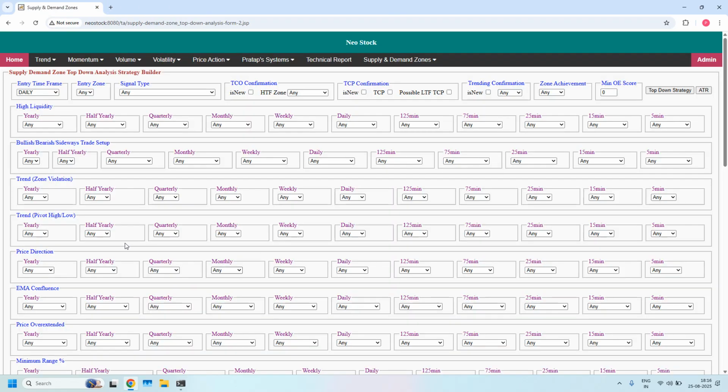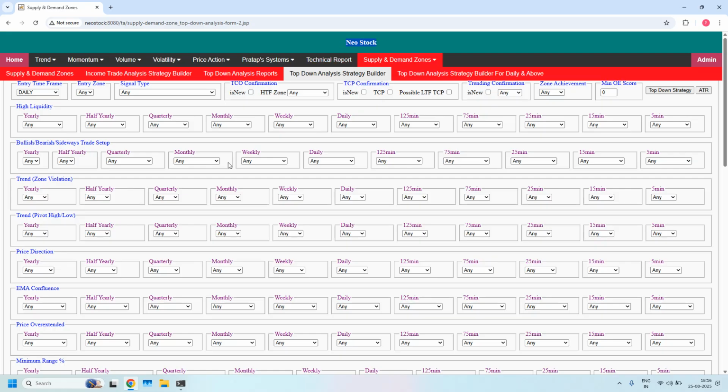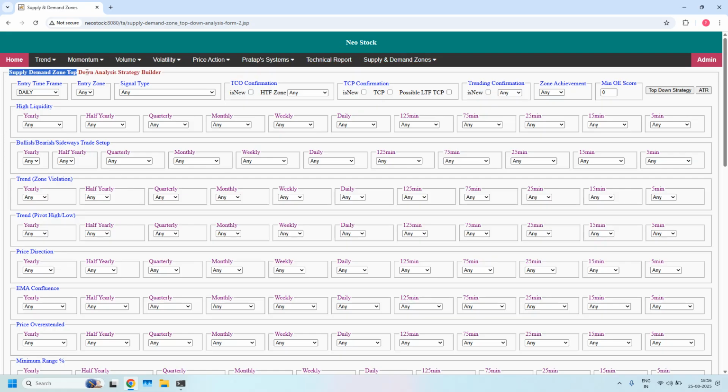Now I am going to generate different supply demand zone reports with the help of NeoStock Software Supply Demand Zone Top-Down Analysis Strategy Builder. First, I am going to generate the stocks near daily and 75 minutes demand and supply zones so that we can identify high liquidity zones from those time frames, and those high liquidity zones you can use for your high liquidity zone strategy that you learned in lesson 21.3 video.